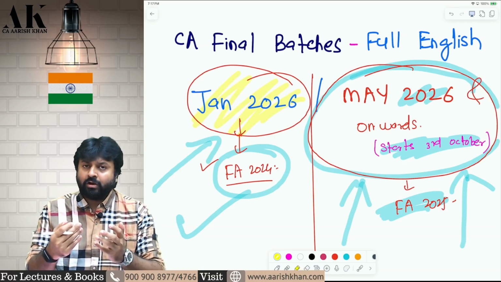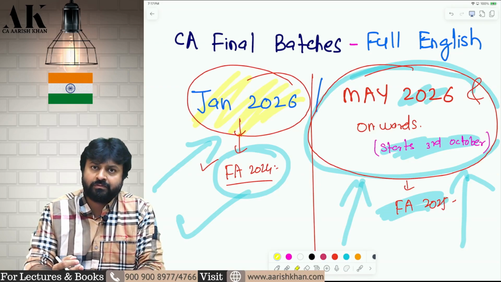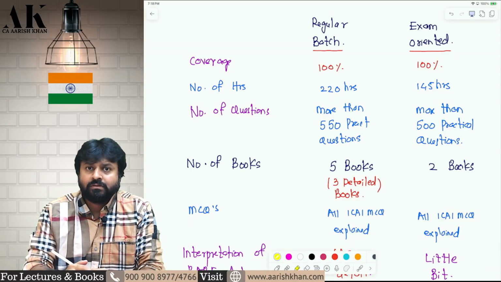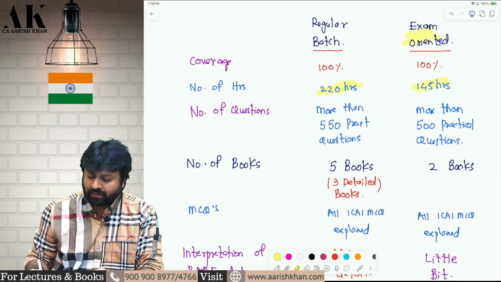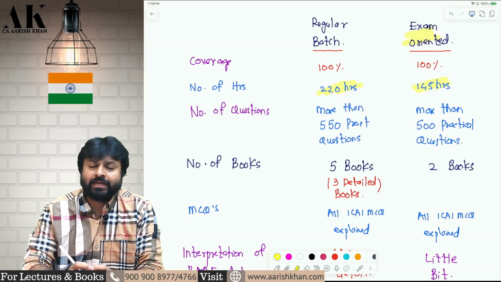Now, there is a lot of confusion among the students about which batch we should opt for. Now, there are two options available with you. You can either go for our regular batch, which is around 220 hours, or you can go for our exam oriented batch, which is around 145 hours. There is one more batch which is called the practical question batch.